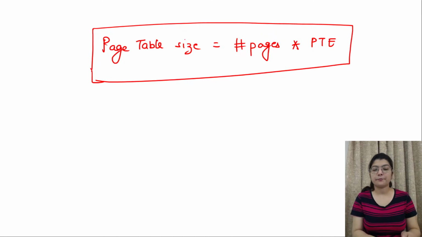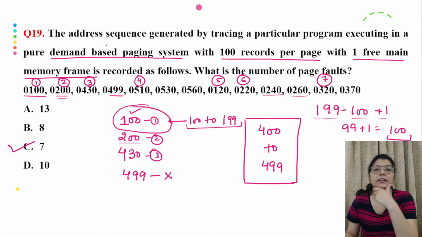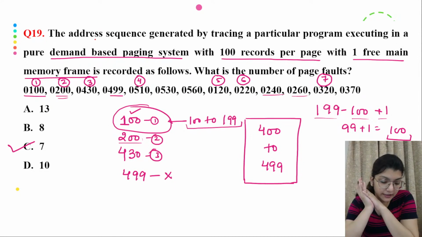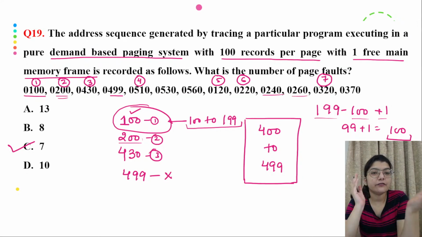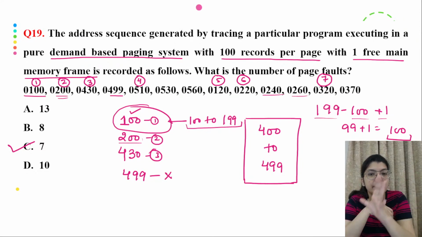Now see, in question 19, just see here what they are saying: that you are using a demand based paging system. So what is a demand based paging system? Basically it says that whenever you call a page, it is whenever it is in need of. Whenever there is a demand for that particular page, then we are calling that page. That is your demand based paging system.